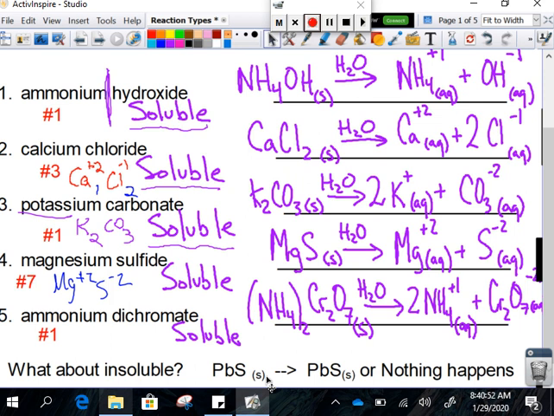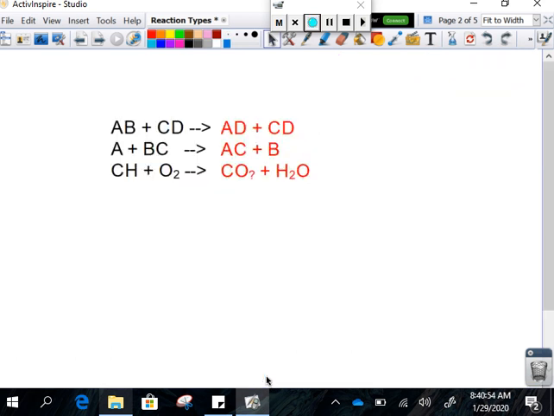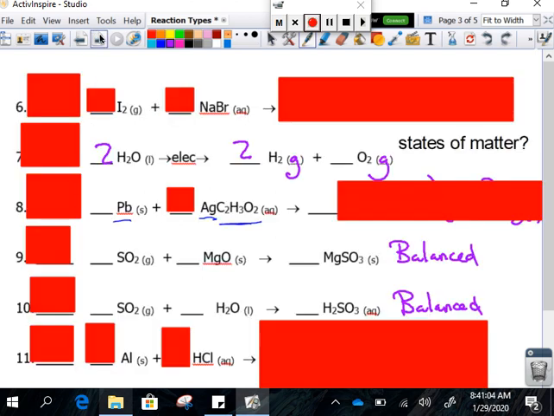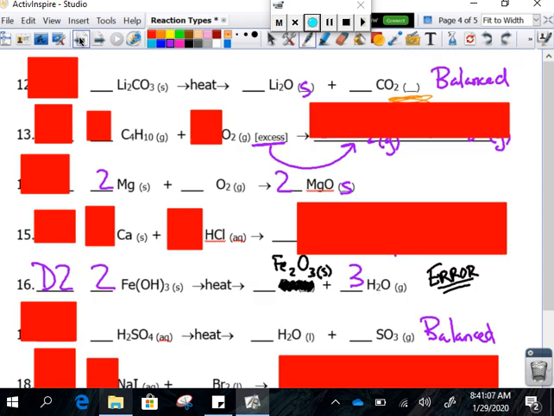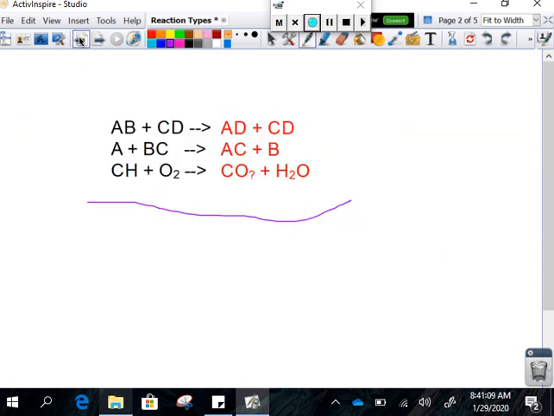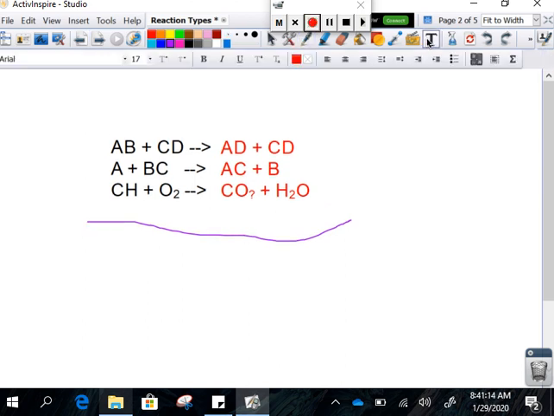Okay, now let's start talking about predicting the products. So we have very different and distinct types of reactions. As we get into the next couple of questions, we're going to see a whole lot of problems where the right side is blank. And as we look at those right side blank questions, we need to realize they're going to fall into one of these 3 categories. They're either going to be a double replacement, a single replacement, or some sort of combustion reaction.